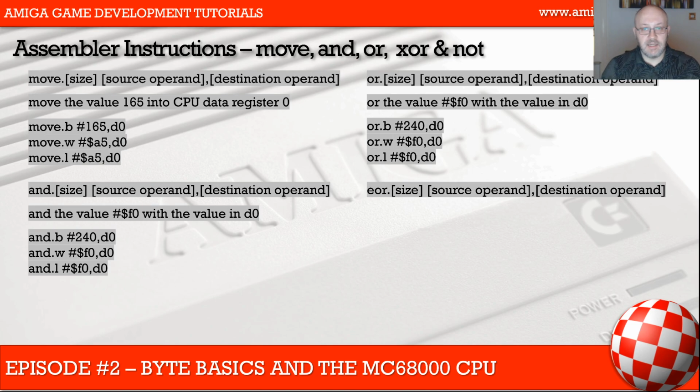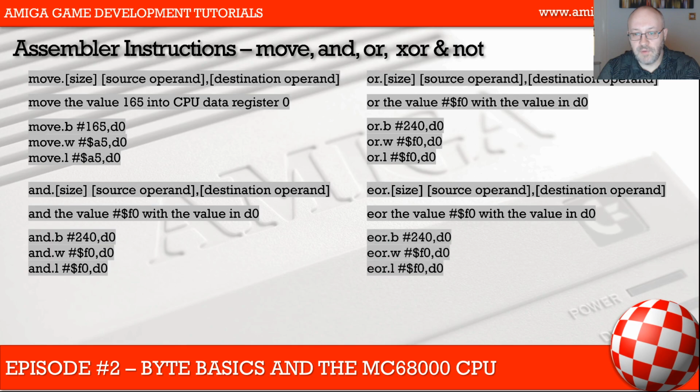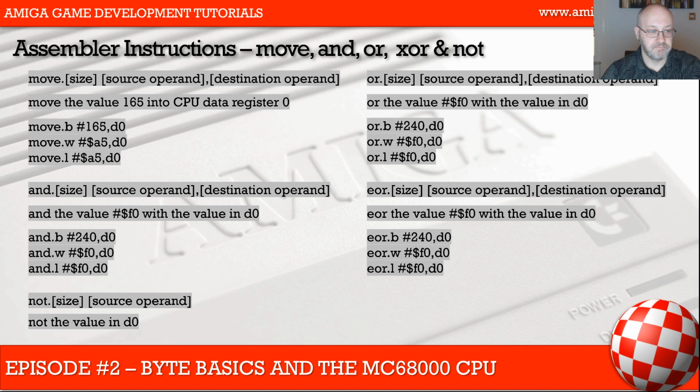And EOR is slightly different in how it's referenced. So XOR is slightly different. It's actually called EOR in the 68000 CPU. Again, two values: the source value and the destination value, and that's how it's referenced. And we've also got NOT, and as I mentioned, NOT just takes one value, so you just give it an operand, and the result will be put in place. NOT the value in D0: NOT.B D0, NOT.W D0, NOT.L D0.